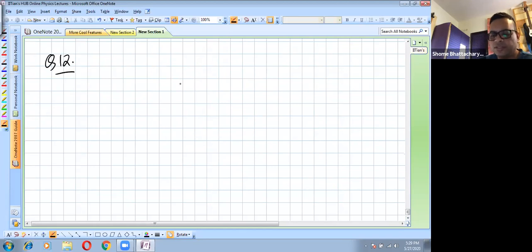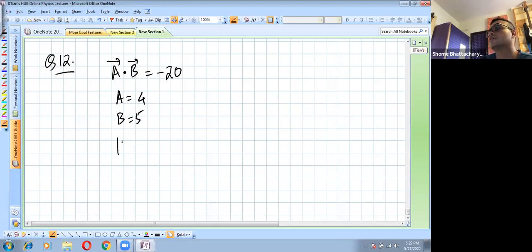So in the 12th, what is happening? The dot product of two vectors is given. A dot B is given as minus 20. And the magnitude of A is 4 and the magnitude of B is 5. And from that it is asked what is the mod of A plus B. So this is also fairly self-explanatory. Use a combination of the triangle law and the dot product.